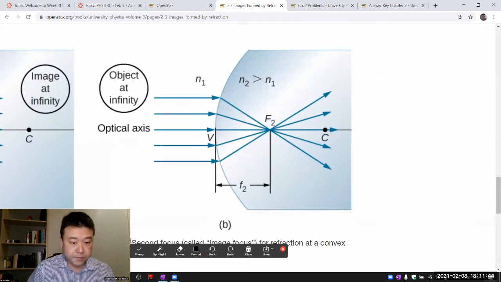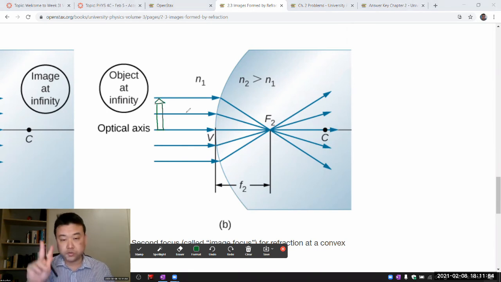So if you imagine that my object is here, then you need two rays to locate your image. You need this ray. That's kind of why I'm drawing it here, because for this ray, I already know how it's going to go. It's going to go this way. It's going to go through this focal point that's labeled as image focal length in the textbook.